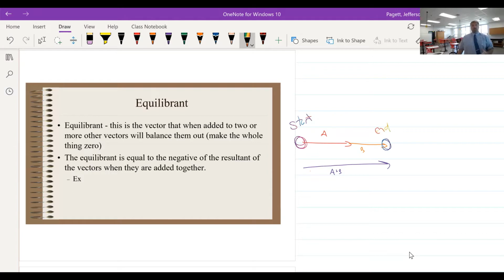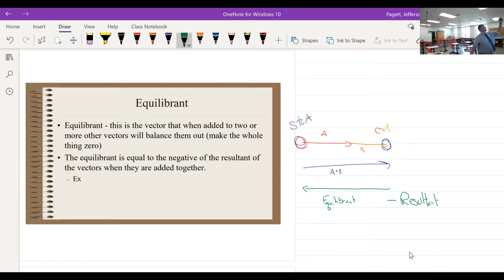That's for the resultant. Now the equilibrant is the negative of the resultant. And so your equilibrant is this. It's the exact same magnitude. It's just in the opposite direction. Basically, the equilibrant is the negative of the resultant. And I kind of term it as, this is the vector that gets you back to where you started. Or this is the vector that balances out all of the other ones as well.